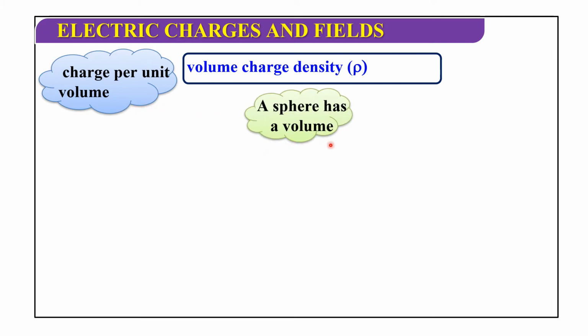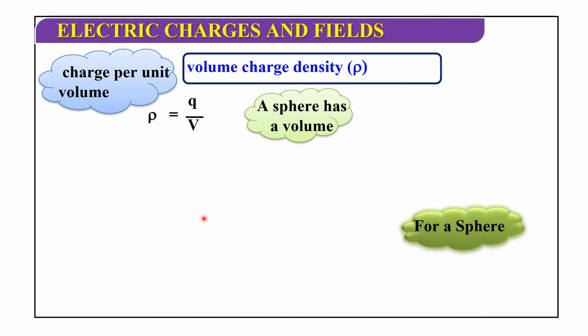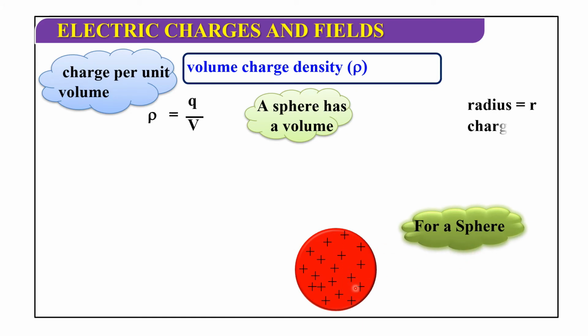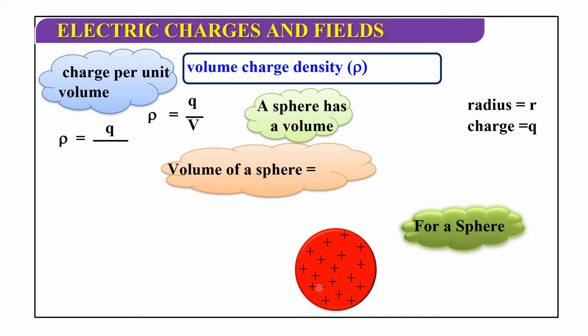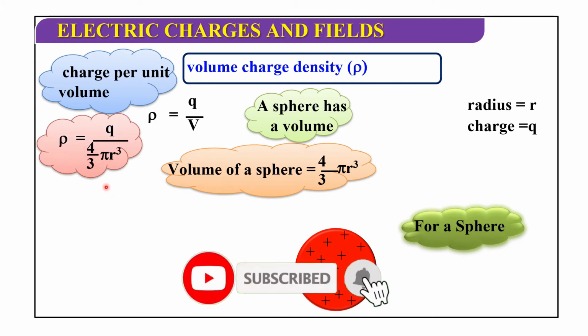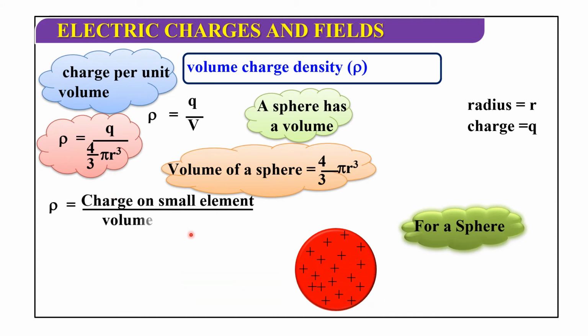A sphere has a volume. Rho is equal to Q by V. Considering a sphere having radius r and charge q, rho is equal to q by the volume of the sphere, which is 4 by 3 pi r cube. So rho is equal to q by 4 by 3 pi r cube. This is the volume charge density. Rho is equal to the charge on a small element by the volume of the element, so rho is equal to dq by dv.